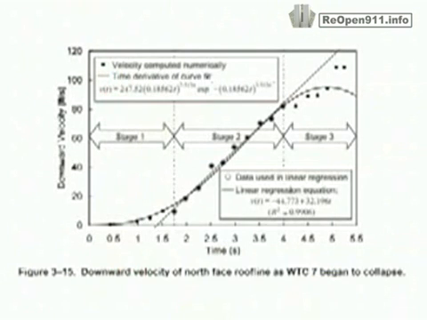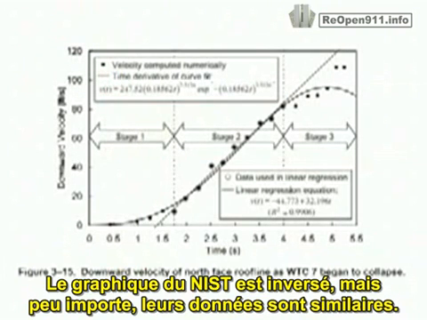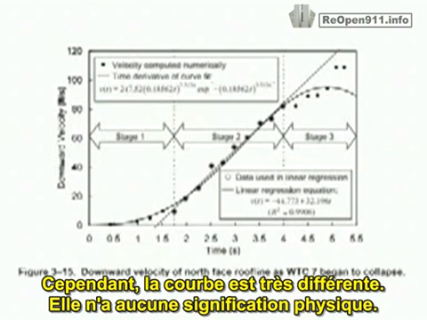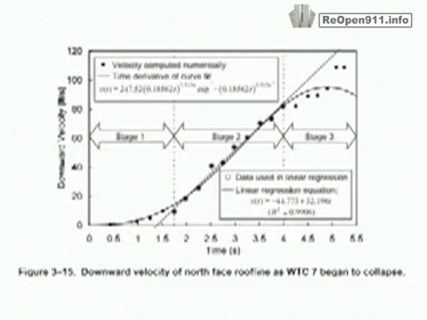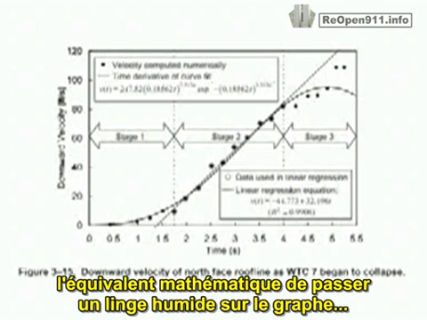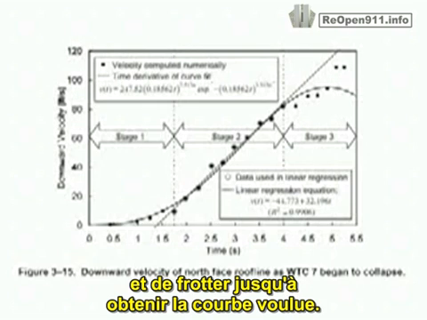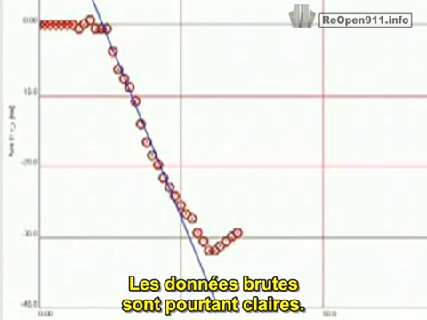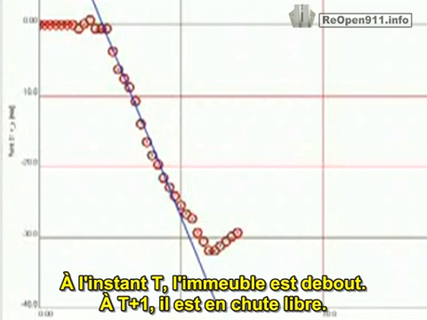NIST's graph is upside down relative to mine, but that's really not an issue. Their data is almost the same. What is dramatically different is the curve they superimpose on the data. This curve has no physical significance whatsoever. It is merely a hypothetical interpretation of the data. It is literally the mathematical equivalent of laying a wet noodle on the graph and nudging it around until it fits the data. The straight part fits the data reasonably well. What is totally misleading are the gradual transitions into and out of freefall. The raw data speaks for itself. One moment the building is holding, the next moment it lets go and is in complete freefall.